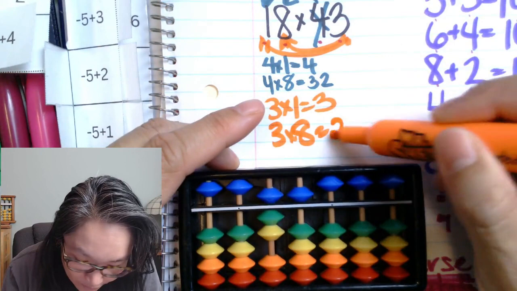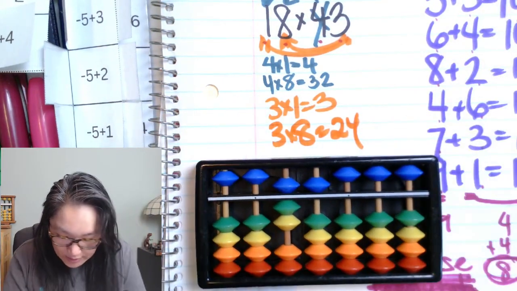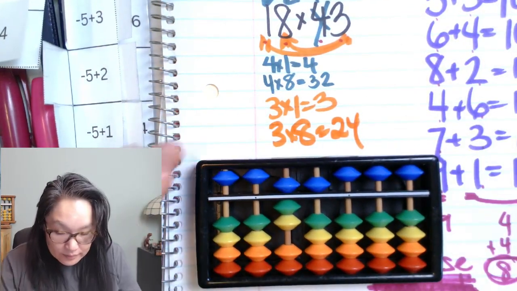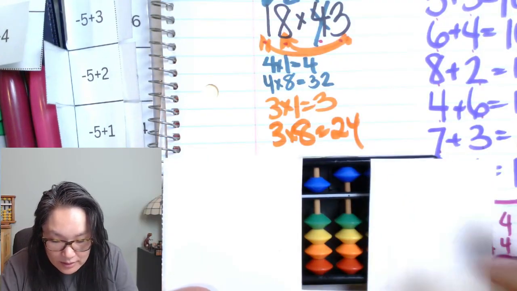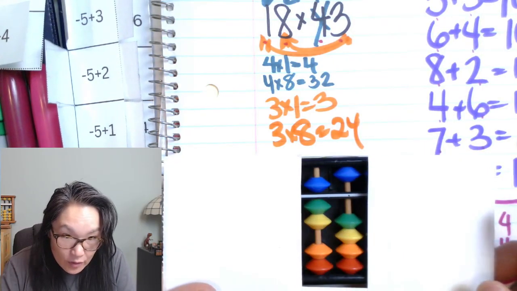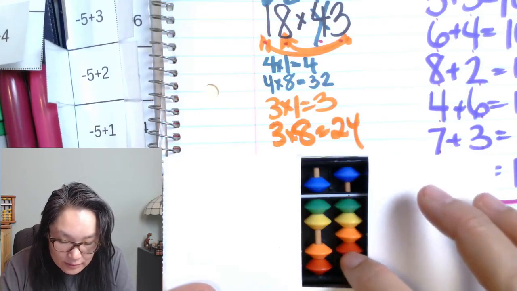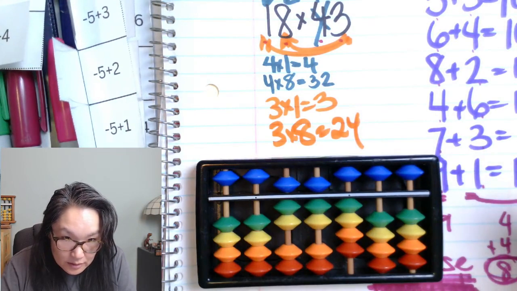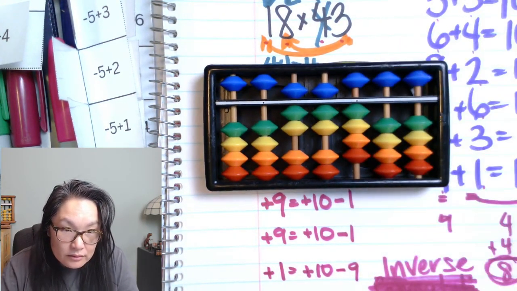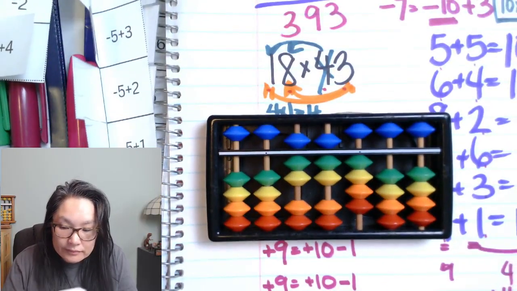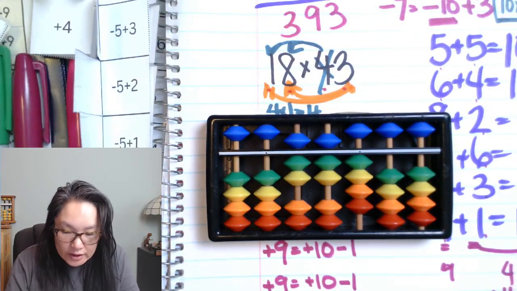24. Thank you. 24. So the question is, can I add the 2? Yes. Can I add the 4? Yes. So my answer is 700... Right? That's my answer.